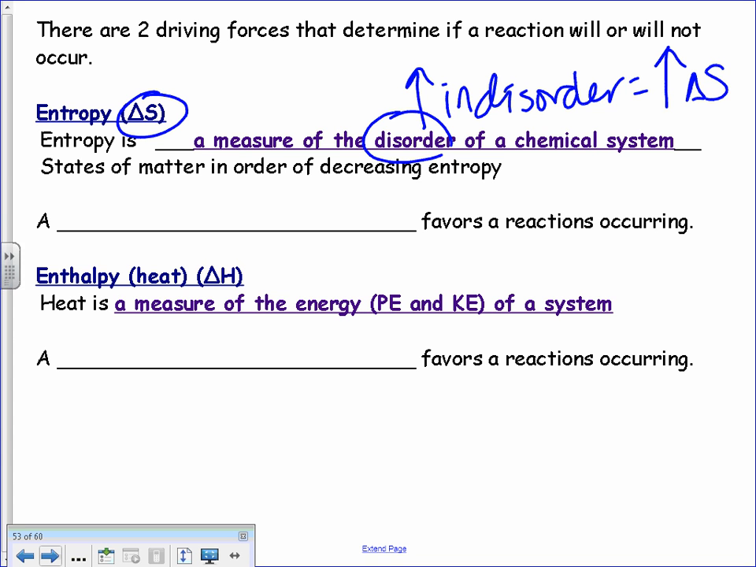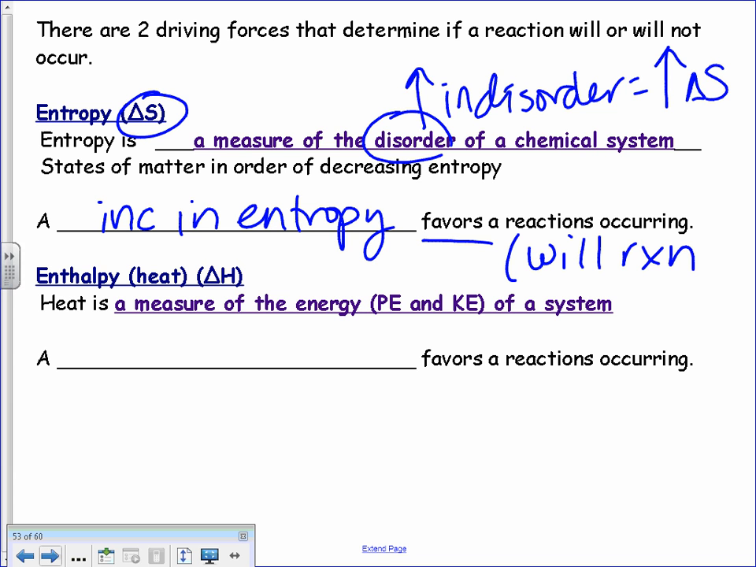And an increase in entropy is great. It's very, very favorable. So an increase in entropy favors a reaction occurring, meaning it's going to happen. It will react. Rxn is reaction, so Rx is react.